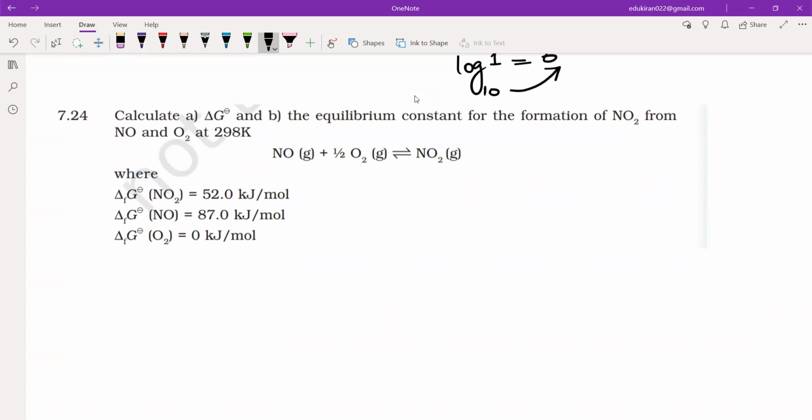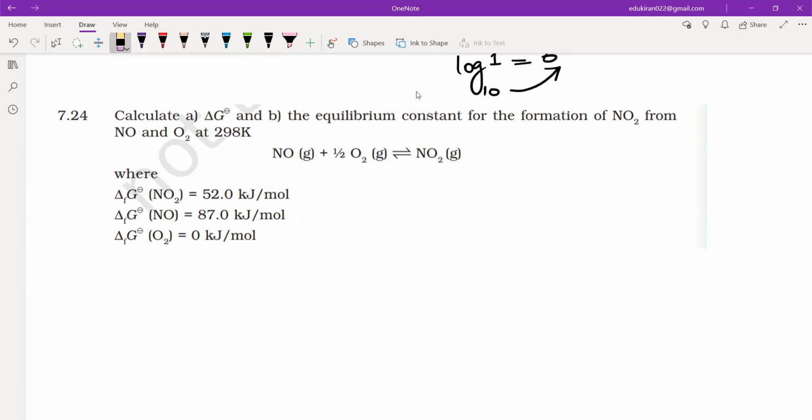So did you write the question? Yes or no? Okay. See, whenever you have this, this is a part of thermodynamics also. So you have been given the delta G naught formation of NO2, formation of NO and formation of O2. So obviously O2 is going to be 0. Why? Because it is in the most stable state, right? You remember these things. Why will O2 be 0? Yeah, very good.